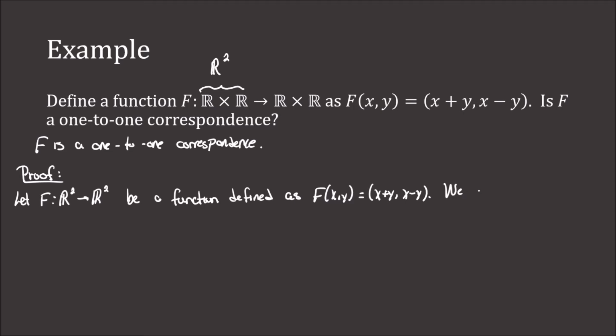So we must show that f is one-to-one and onto. So this is going to break down into two proofs. The first, that f is one-to-one. Second, that f is onto. So let's first prove f is one-to-one.